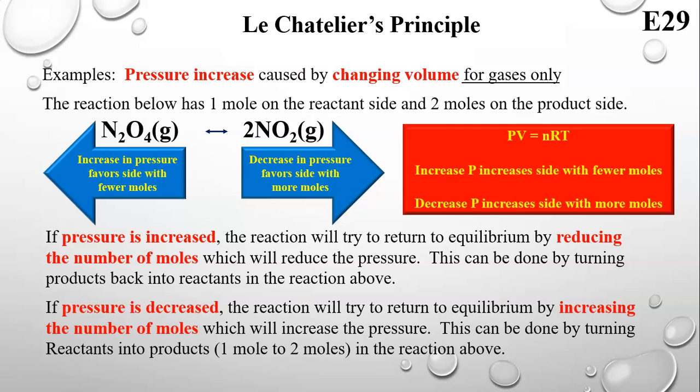So if pressure is increased, the reaction will try to return to equilibrium by reducing the number of moles, which will reduce the pressure. This can be done by turning products back into reactants in the reaction above. That will reduce the number of moles, going from right to left. If pressure is decreased, the reaction will try to return to equilibrium by increasing the number of moles, which will increase the pressure. So it'll get it back to equilibrium pressure. This can be done by turning reactants into products, 1 mole of N2O4 to 2 moles of NO2 in the reaction above.